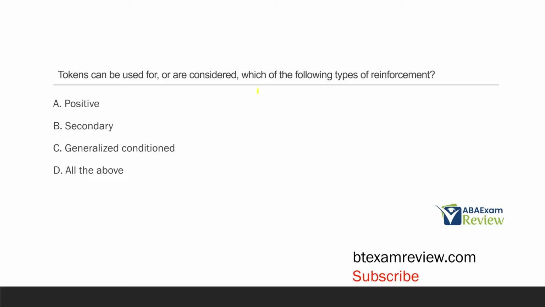Tokens can be used for or are considered which of the following types of reinforcement. Great. This is how it might go on test day. You might get hard questions and then a couple easy questions. We can't let our progress and our momentum and our emotions get affected by the difficulty or the perceived difficulty of the questions. All you can do is answer what's in front of you. So we have tokens, which can be used for or are considered, so 2 different things.